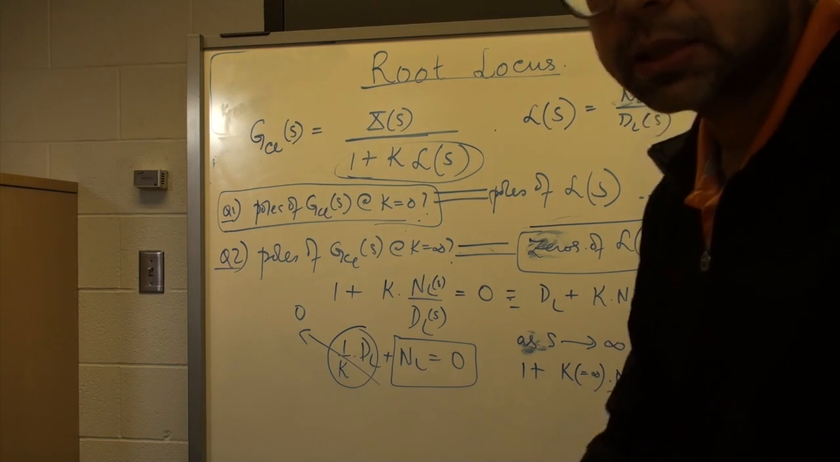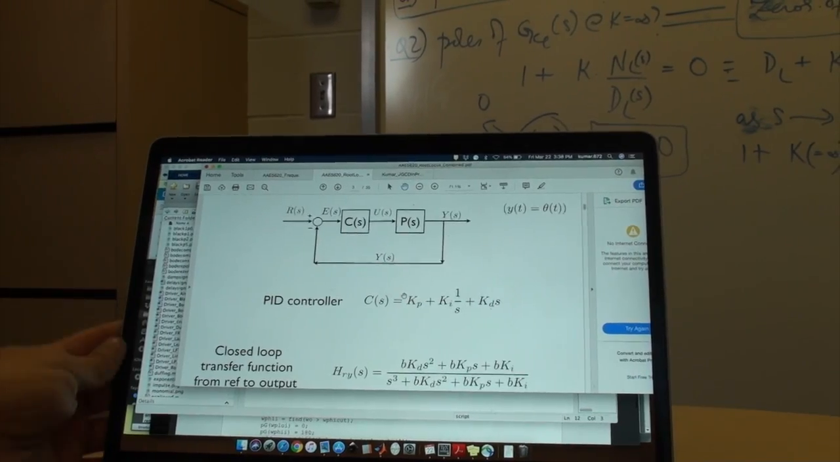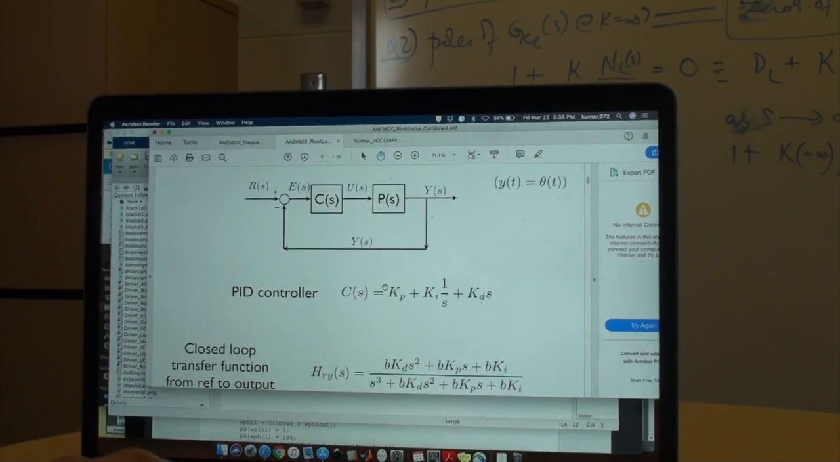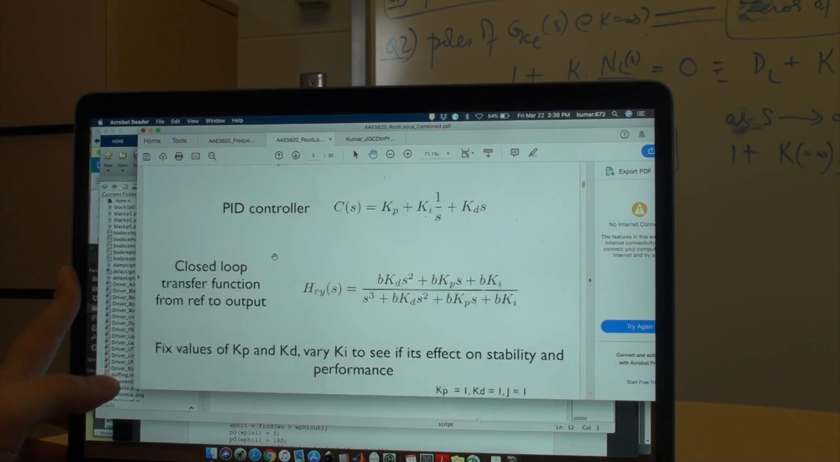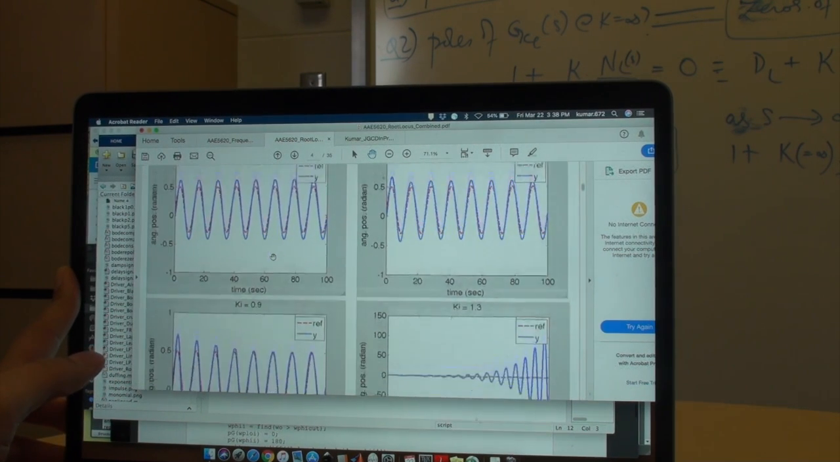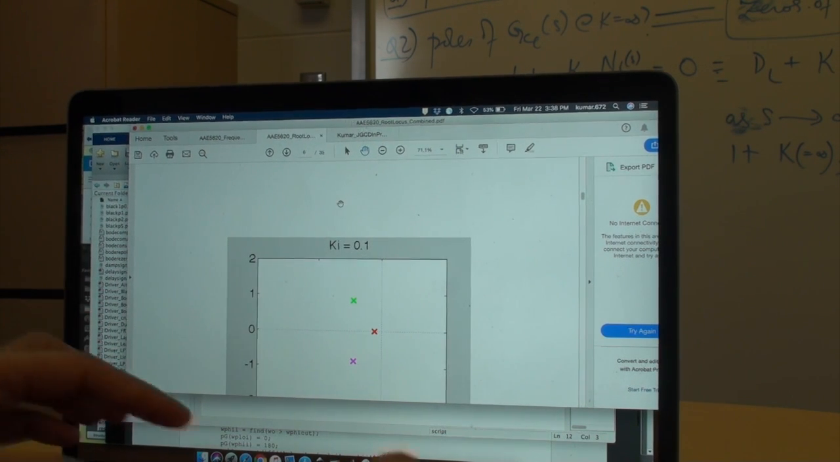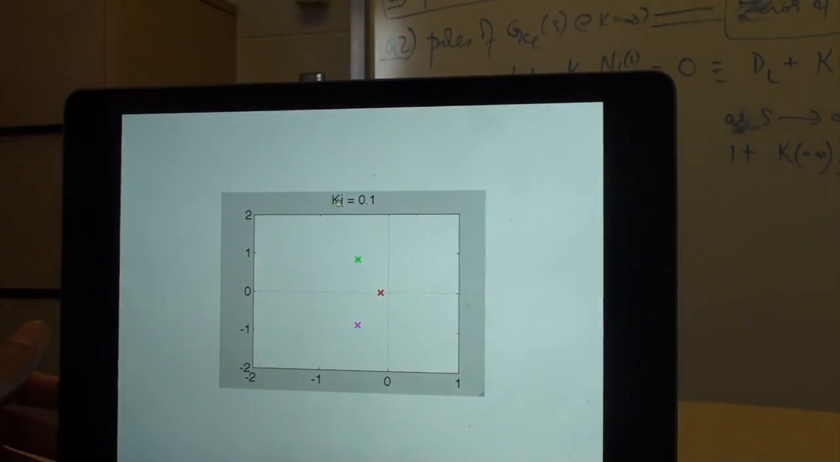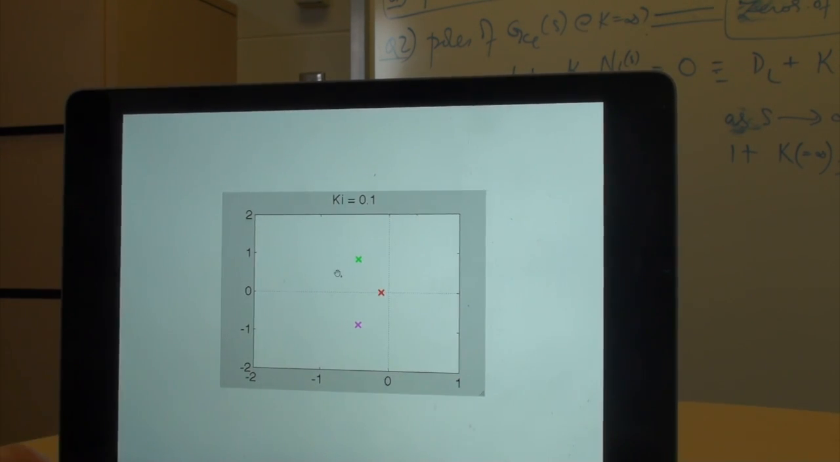Okay, so let's go back to the computer now, to the notes, and look at the root locus plot for our example. I like this sequence of plots here. This is going back to our double integrator, right? And here's the location of the poles of the closed loop system when K_i is 0.1. We looked at this case. There are three poles, and that's where they are.